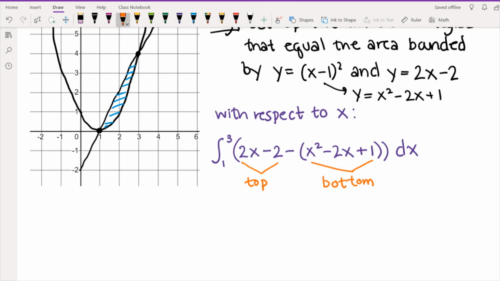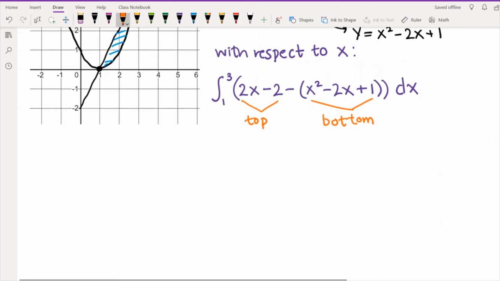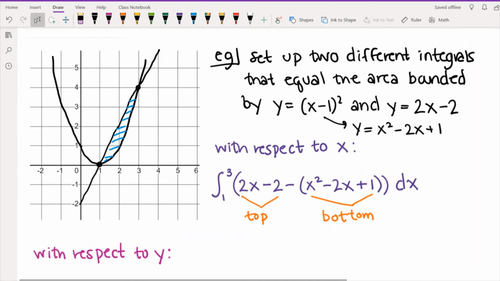So again, I encourage you to, on your own, evaluate that integral, see what you get as your result. And then what if we wanted to do this with respect to y? So in this case, the two equations were given to us as functions of x, right? So we would need to rewrite them as functions of y. So how do you do that?